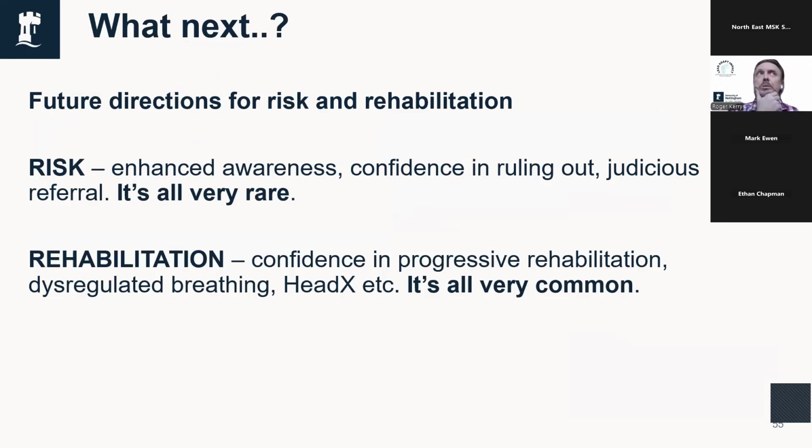Rehabilitation, I think there's some future in thinking about people with head and neck pain and arm pain and their dysregulated breathing. And I think, again, revisiting some proprioceptive stuff, and HeadX is a nice little company who's starting to think about that again, is another direction, as well as more focus on strength and conditioning of the craniocervical muscles, which is disappointingly neglected in most rehab.